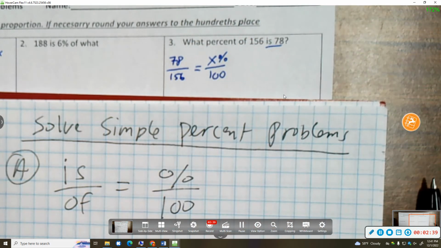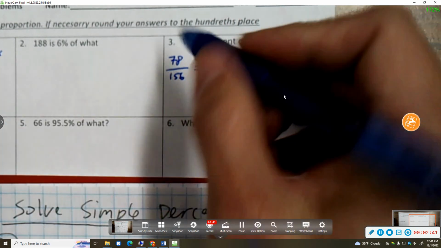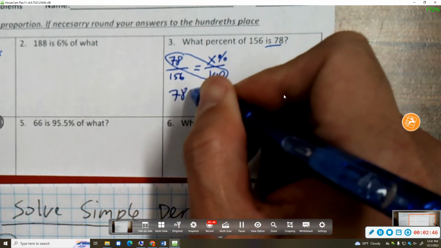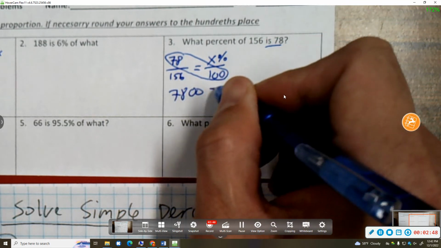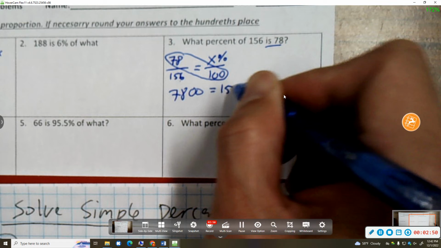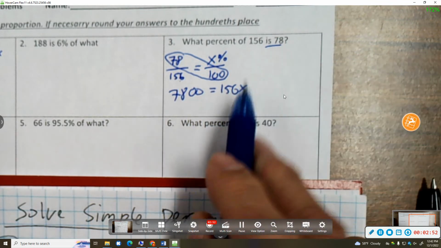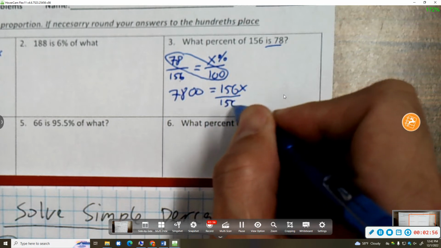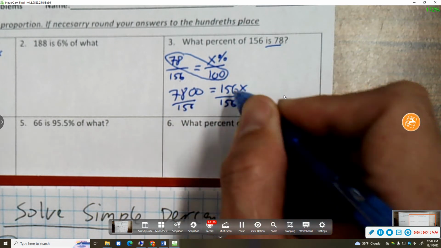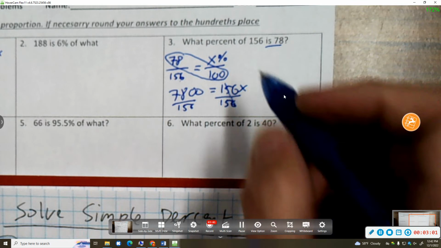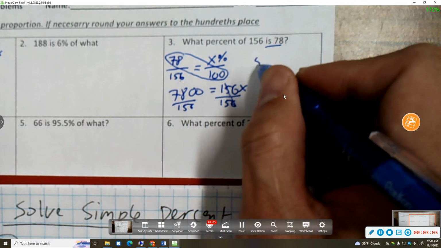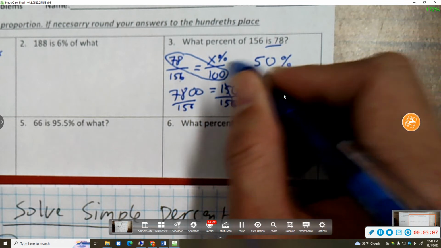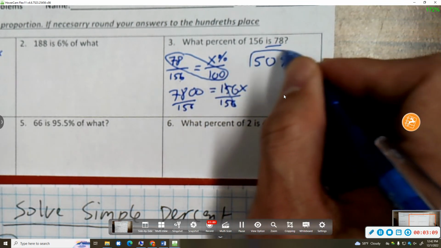All right. Once you get here, then it's just a simple cross multiply. 7800. Again, use your calculator if you need to. 156x. And since your x is on this side, you divide by 156 on both sides. You cancel, and then your final answer should be 50. Since they asked you what percent, you've got to make sure you put the percent sign, okay? So again, this is what percent. All right, so that's your final answer.